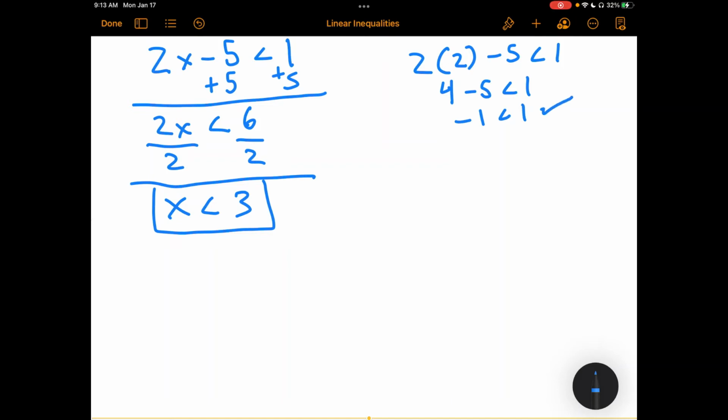Because that is true, I know my answer is correct. Now, if that was not true, then I would know I did something wrong on the left-hand side. But in this case, I was able to check my answer, and negative 1 sure is less than positive 1. So that's how we know we've got our answer right.